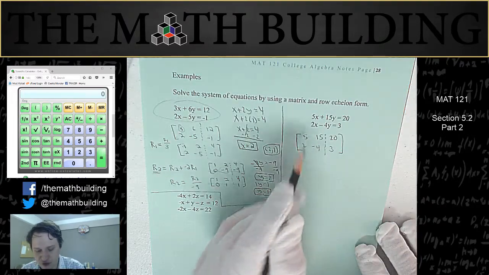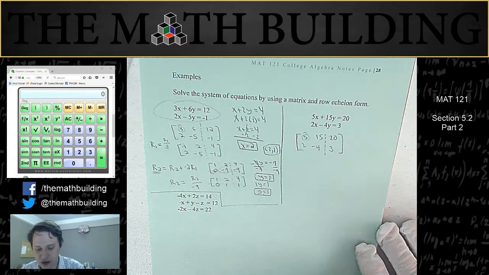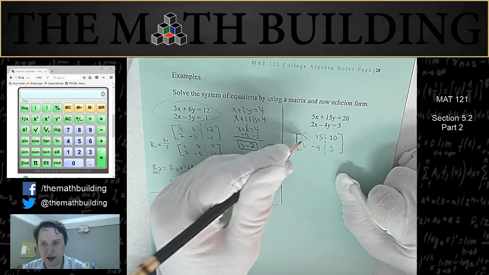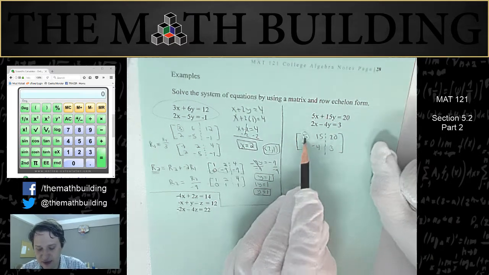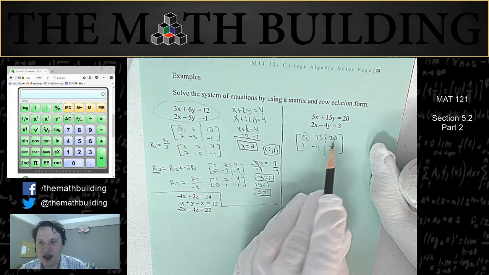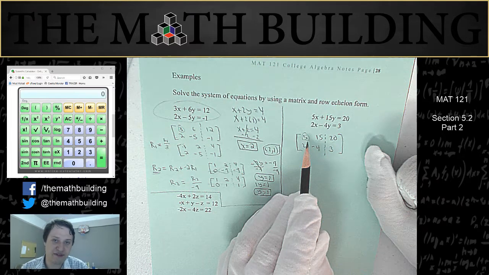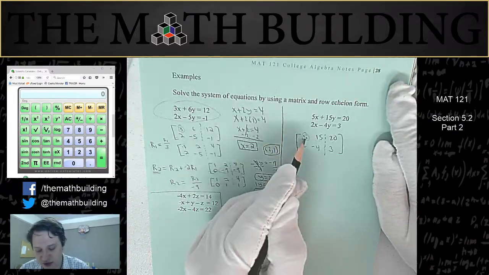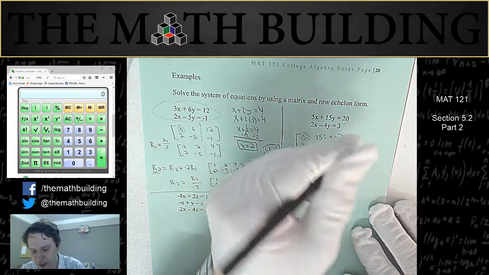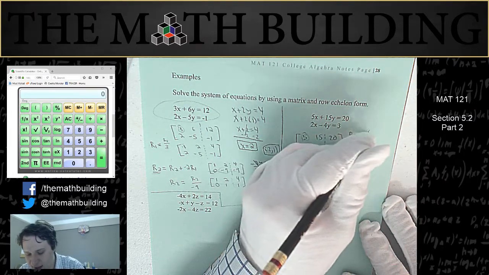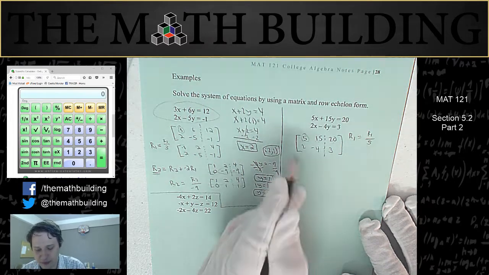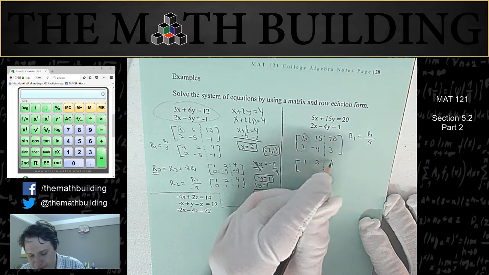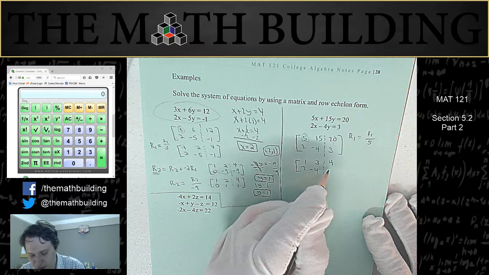First we need to get a 1 right here in the top left corner. I notice I could either do negative 2 times this row and add it up. That would give me a 1 here because it'd be negative 4 plus 5. But it'd be easier if we just divided by 5. If dividing by 5 would have resulted in fractions, I would have multiplied this by negative 2 and added it up. But since we don't get any fractions, let's just divide the top row by 5. So row 1 equals row 1 divided by 5. We're replacing row 1 with row 1 divided by 5, which gives me 1, 3, 4. And on the bottom, we have 2, negative 4, 3.